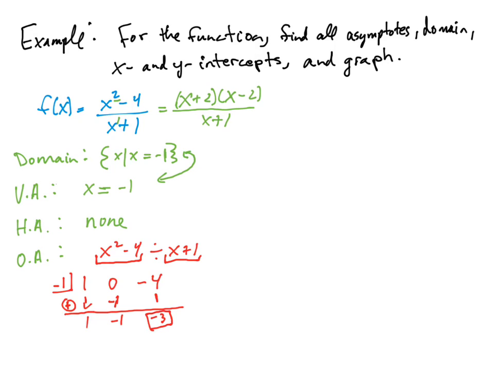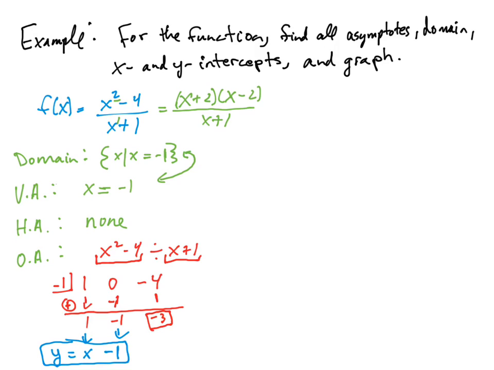Now, it doesn't really matter what we get here. That's just a -3. What we want is that 1 is going to become x, and then we're going to have x minus 1 here. And that is our equation of our oblique asymptote. So it's the equation of a line. So this is a line with a slope of 1 and a y-intercept of -1.